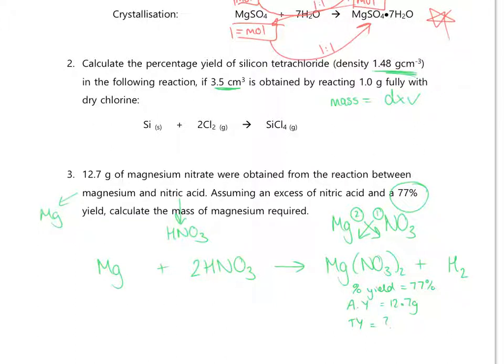So have a go at those questions and you can email me if there's any problems. That's the end of your percentage yield calculations. So finish off those examples on page 25 before moving on to the last section, which looks at atom economy.